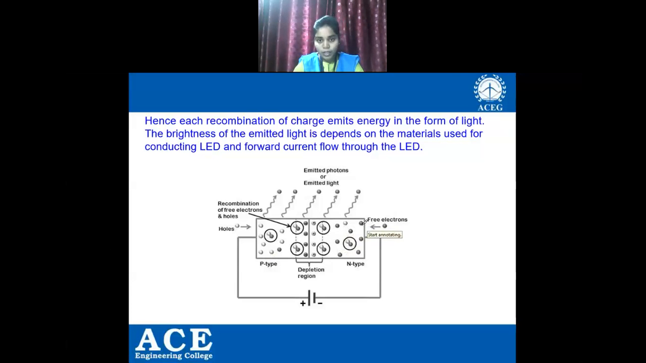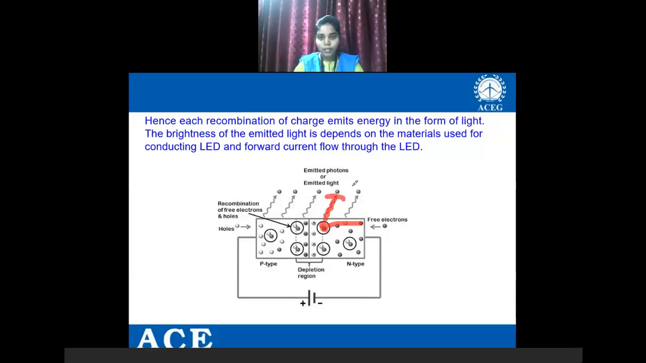Whenever this electron is moving, and here one hole is there, when it is recombined here, then energy is released in the form of what? Light, right? In the form of light it is emitted. This is why I am calling this type of diode a light emitting diode. Clear? As light is emitting, we can see the emitted light.